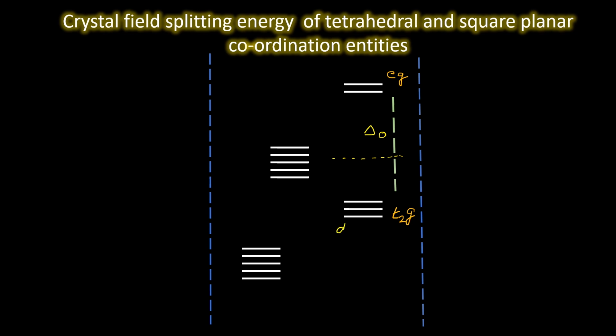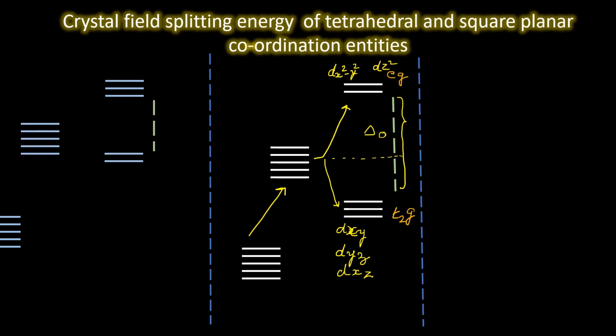The 3 t2g orbitals are dxy, dyz and dxz. These lower energy level orbitals are degenerate. The 2 high energy level eg orbitals are dx square minus y square and dz square. These 2 are also degenerate but at a higher energy level. I will complete this energy diagram for octahedral entities.